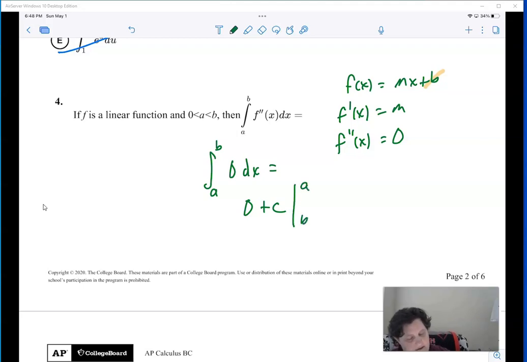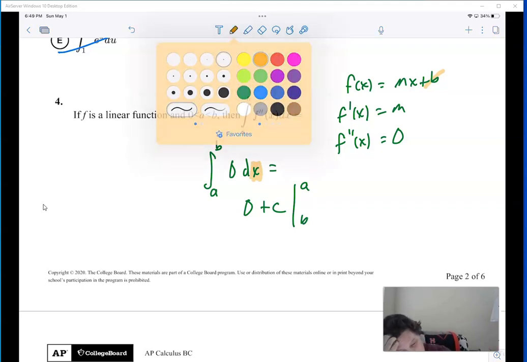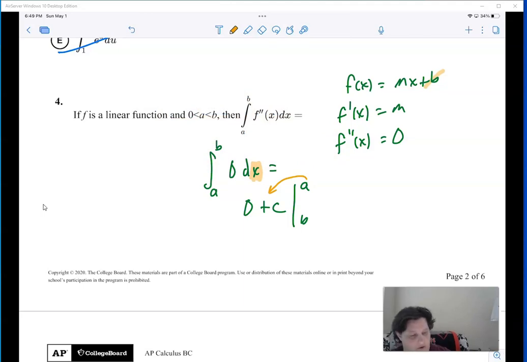Evaluated from a to b. But we're taking this with respect to x. And so I would plug in a for x. There is no x, so that just equals the constant right here. And then I would plug in b for x, and there is no x. That's crazy. The integral is 0.